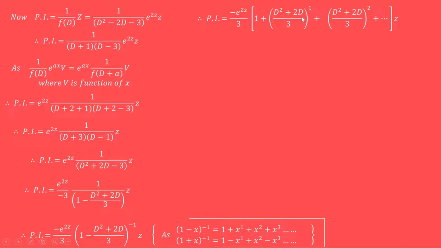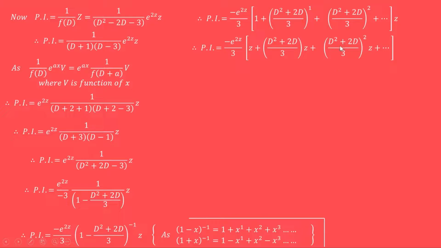So pi is this one. Now take this z inside, and so we get pi is equal to e raised to minus 2z upon 3 into square bracket 1 into z, that is z, then (D square plus 2D) upon 3 into z, and then (D square plus 2D) upon 3 bracket square into z, continue like this. If you take this z inside, here you require two terms, D square of z and D of z. D of z means derivative of z. Derivative of z with respect to z is 1. So D of z is 1 and second derivative of z is 0. So here we can find at most the second derivative. The derivatives of order 2 and greater than 2 all are 0.